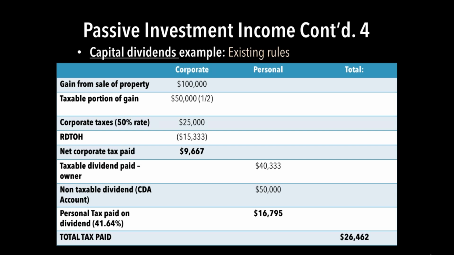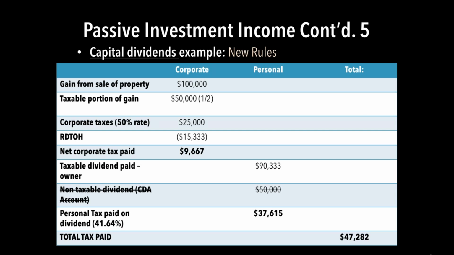Let's assume that the corporation has dispersed all of the after-tax proceeds from the corporation to the individual shareholder, and the individual shareholder happens to be in the highest bracket. So the individual shareholder will only pay $16,795 on the money that he or she receives. It's a dividend. The total burden comes to $26,462.